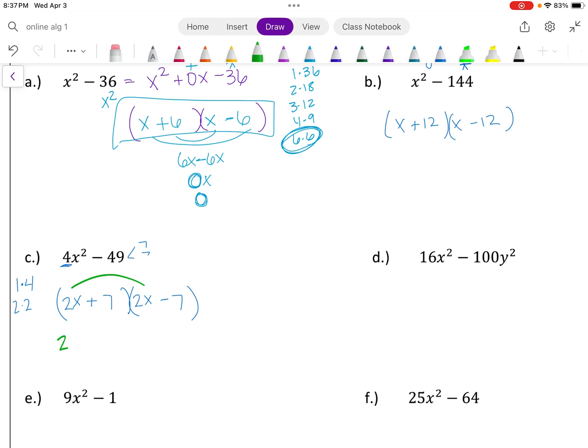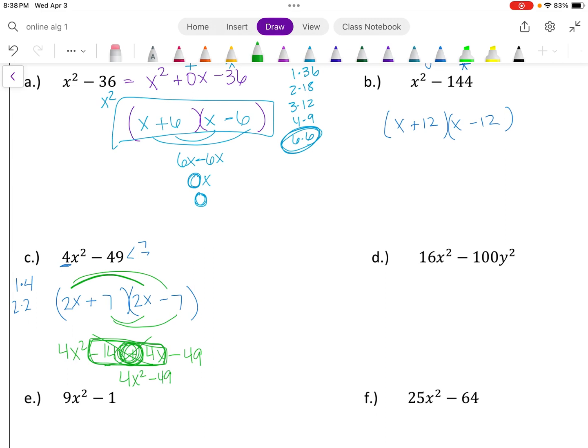Let's check our answer just to see. 2x times 2x is 4x squared. 2x times negative 7 is negative 14x. 7 times 2x is positive 14x. 7 times negative 7 is negative 49. Minus 14x plus 14x is 0. It cancels out, and we get 4x squared minus 49. That matches our original quadratic, so we must have done this correctly. That's why the middle term is gone: you had something times itself and it canceled out.